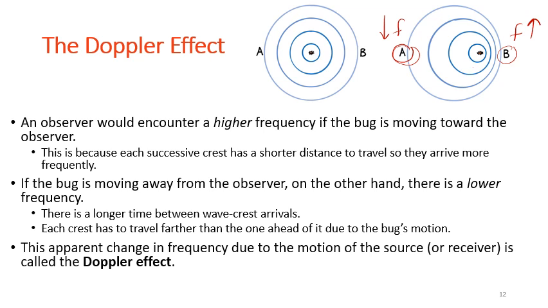So actually this effect is called the Doppler effect. We can consider it the apparent change in frequency due to the motion of the source, or it could be the receiver also. So we consider this as a Doppler effect.